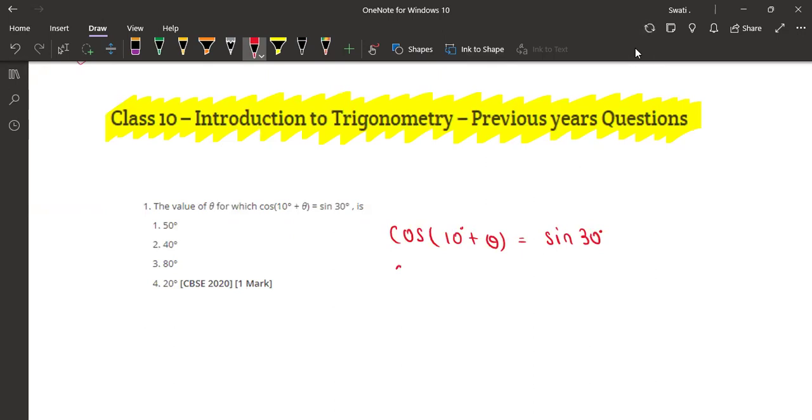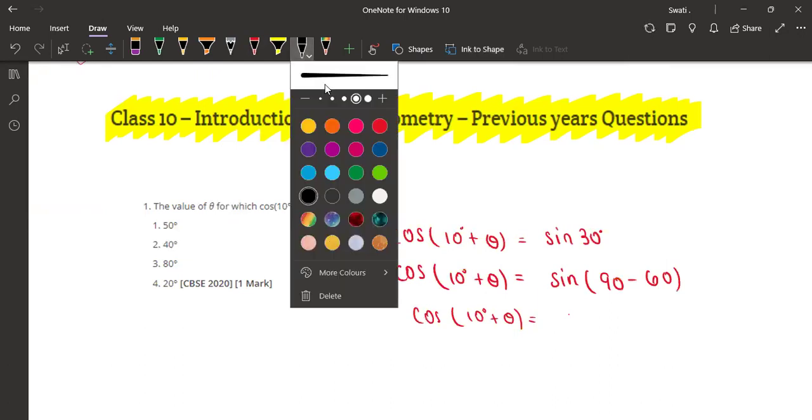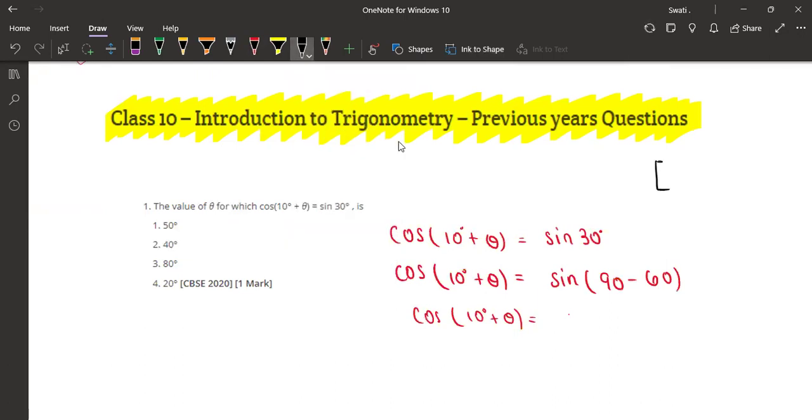So here I'm going to use the formula: cos(10 degrees + theta) is equal to sin 30, and I can write this 30 as 90 minus 60. So cos(10 degrees + theta) is equal to sin(90 minus 60). I'm going to write all the formulas in black color so that you can see this is the formula I'm using. Also remember that this is a 1 mark question, so even if you don't show all these steps, it's okay. But for 2 mark and 3 mark questions, you have to show all these steps and write down the formula you are going to use on the side. Here I'm using the sin(90 minus theta) formula, which is nothing but cos theta.